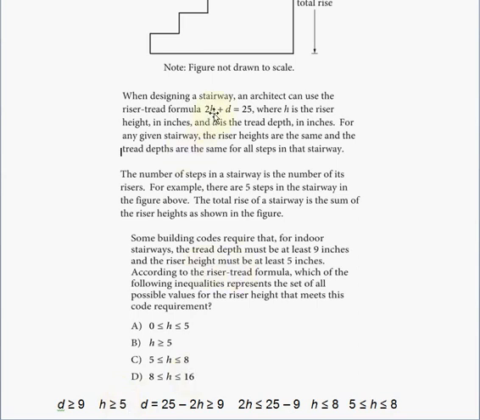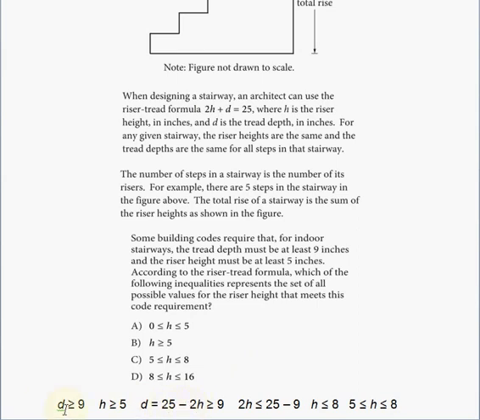Now, using this formula, you will solve for the riser height in the inequality that you derive, because all answer choices show possible ranges for h, the riser height. So you're going to rewrite the equation 2h plus d in terms of h to show d, so you're showing depth in terms of h. You subtract 2h on both sides. So d is equal to 25 minus 2h.